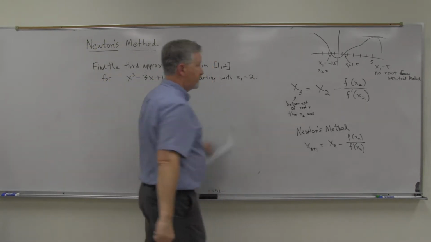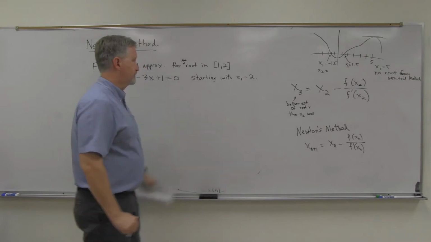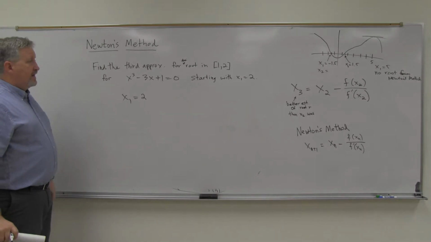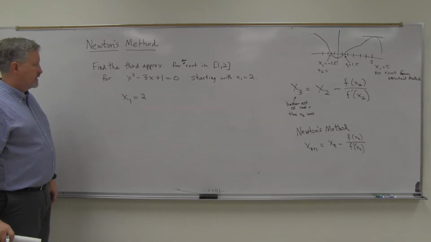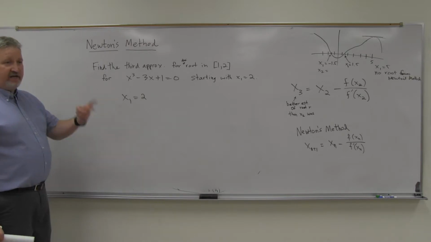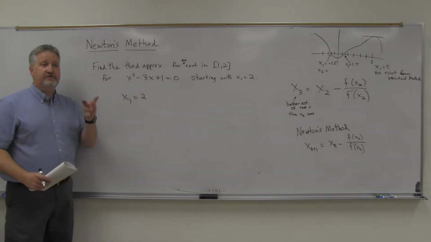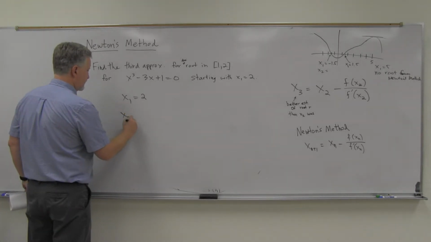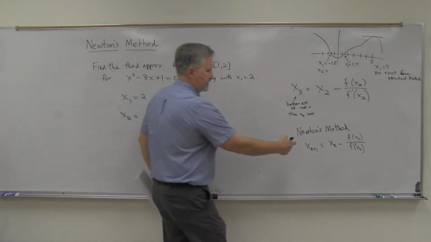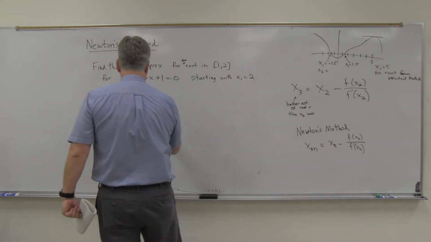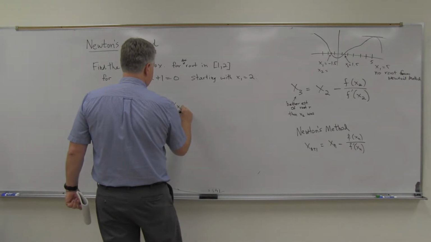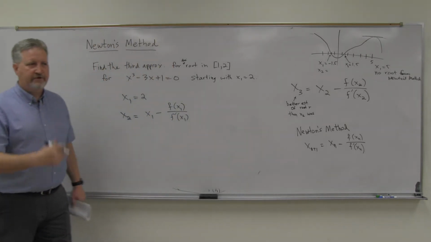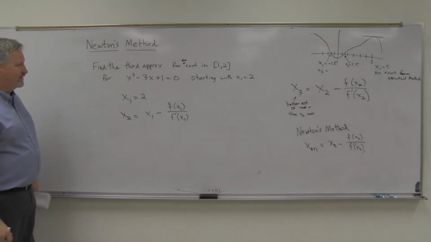All right, so I've got the starting place here, x1 equals 2. Now x2 would be the second approximation. I want the third approximation, so I want to take this to x3. So let's do x2, and then we'll do x3. So what's x2? From the formula, x2 would be x1 minus f of x1 divided by f prime of x1. We're going to do this one by hand, then I'm going to show you a nice way we can do it on the calculator.